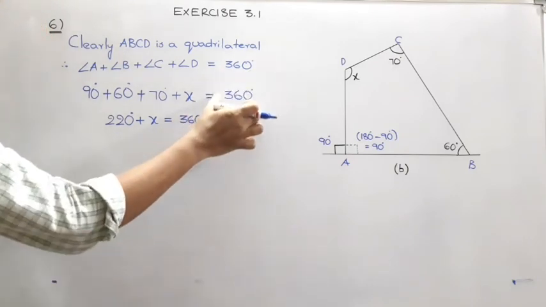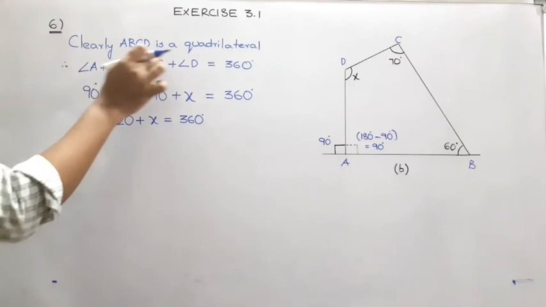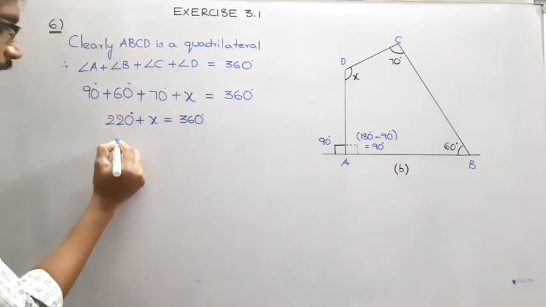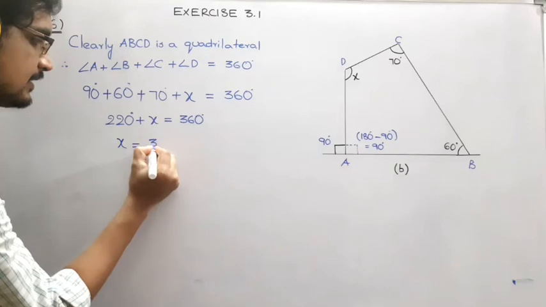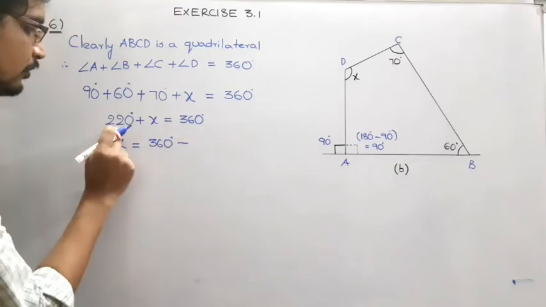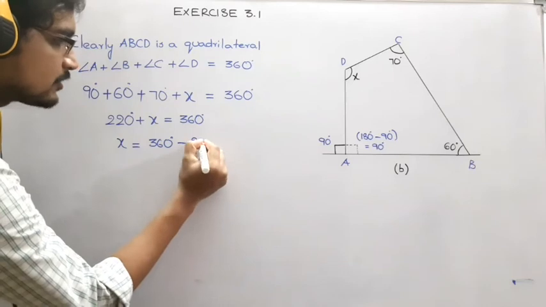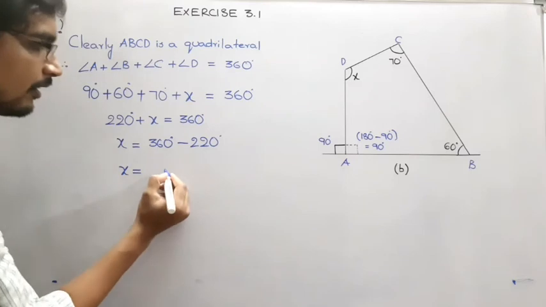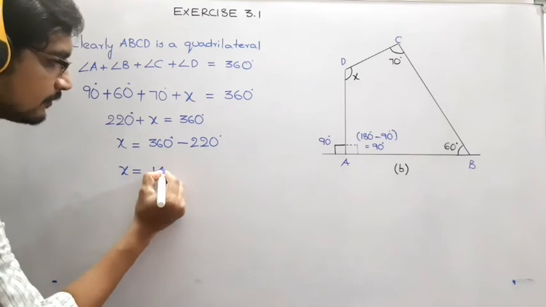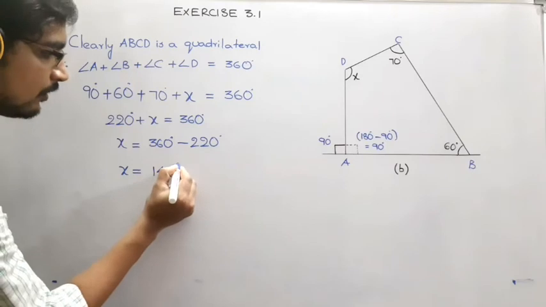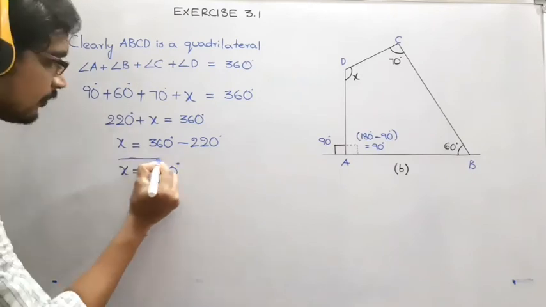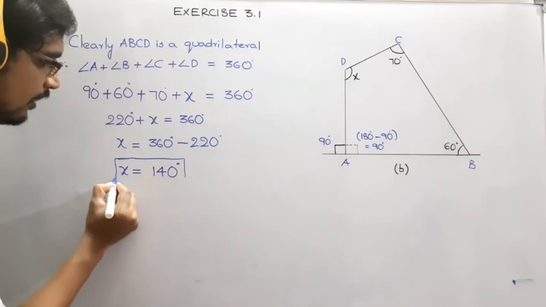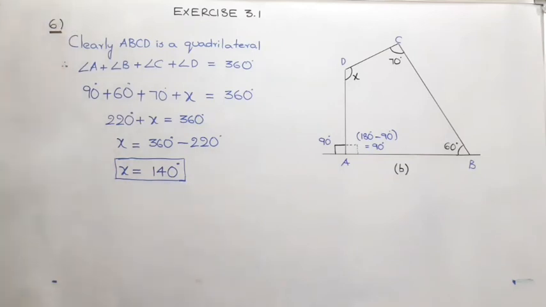The reason why we are taking 360 degrees at the RHS is that it is a quadrilateral. So X is equal to 360 degrees minus 220. If we transpose to the other side, it will become minus 220 degrees. So the value of X is going to be 140 degrees. Hope you understood, children. Very easy problems. All we have to do is calculate the sum of all the angles of the given polygon in order to get the required figure.